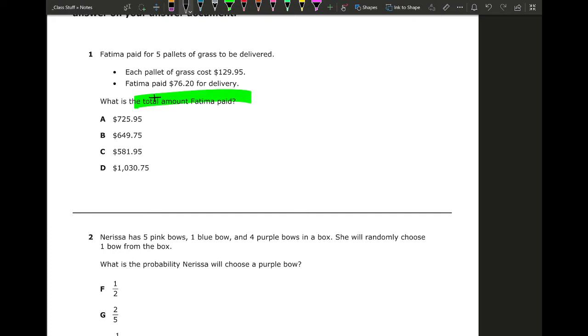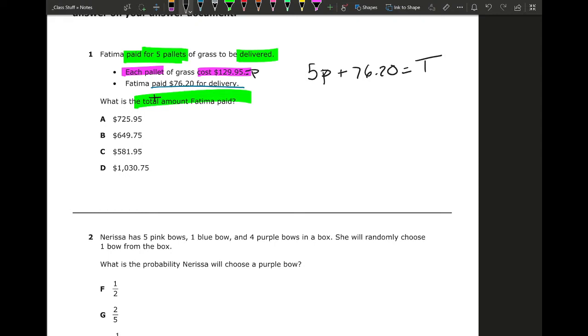Now, what do we know? We're going to read this again. What do we know? We know that she paid for 5 pallets to be delivered. We know that each pallet is $129.95, and the delivery fee is that. So we're going to have like an equation. I know that she's going to have 5 pallets, 5P if you want. This is the price per pallet. Then she also has to pay the delivery fee. Equals how much? The total, right?